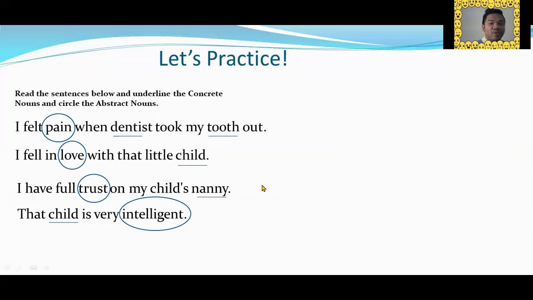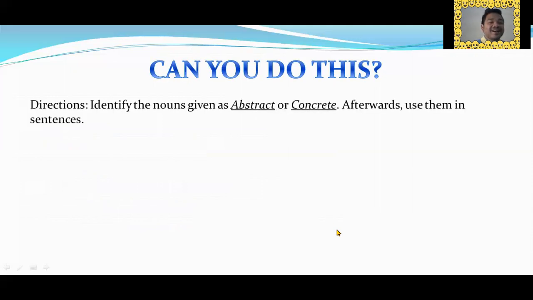Now, this time, I would like you to do more practice. Okay. Can you do this? Identify the nouns given as abstract or concrete. So tell me if the noun given is abstract or concrete. Afterwards, use them in sentences. Now, your sentences, I'm not expecting you to arrive at the same answer or the same sentences as mine, but I would like to see how you construct your sentences. So first, identify the nouns given as abstract or concrete. Let's get started.